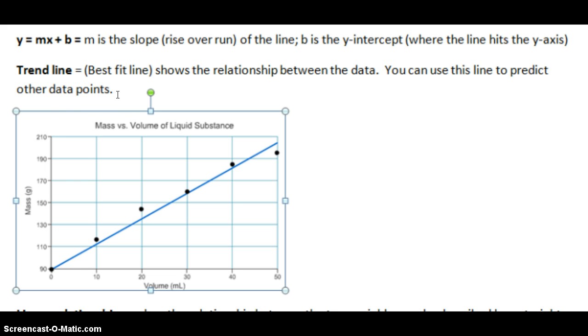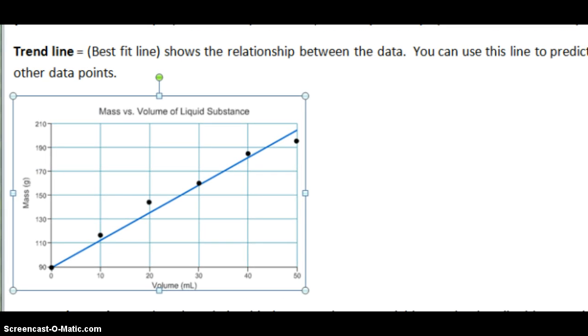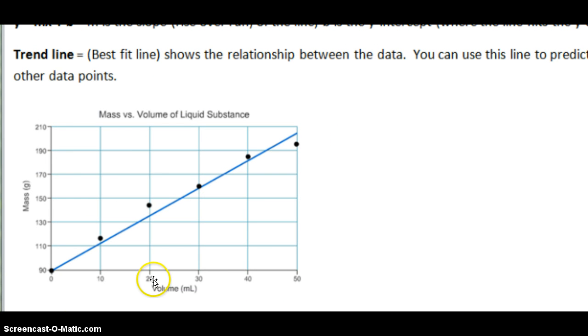The trend line, also called the best fit line, shows the relationship between the data. You can use this line to predict other data points. So, for example, sorry about that, try again. All right, if we look, we know that when our volume was 20, our mass was about 145, okay? And no, that's not exactly where the line is, but the line helps us predict.